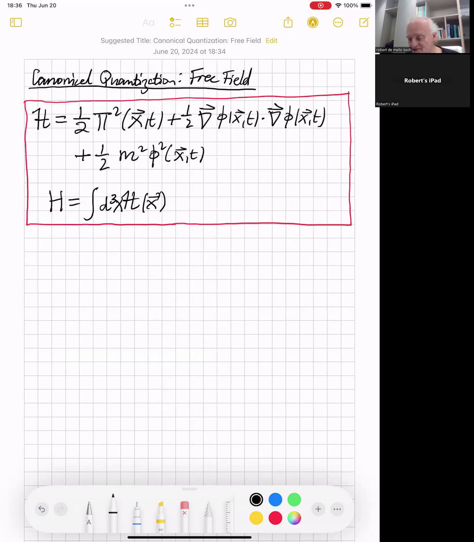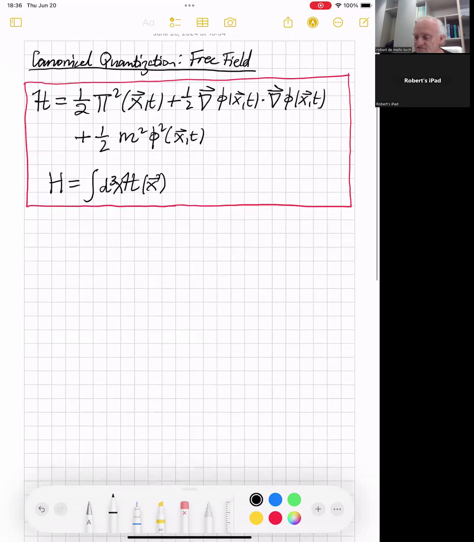degrees of freedom. So if we want to evaluate the Hamiltonian, we want to integrate over all of space with the Hamiltonian density. That's curly h that I've written up here as a function of x. And what is curly h? Well, it's 1/2 pi squared plus 1/2 gradient of phi dotted into gradient of phi plus 1/2 m squared phi squared. So let's remind ourselves of just a few formulas.